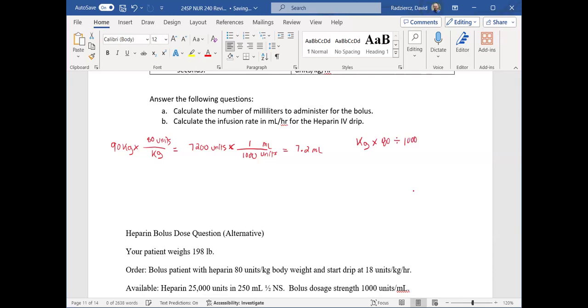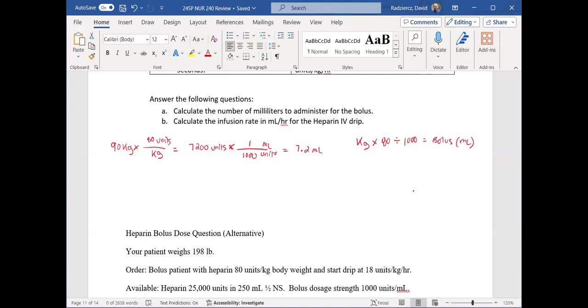That will always give me my bolus for the heparin protocol, and that would be in ml. So if the patient weighs 72 kilograms, 72 times 80 divided by 1,000. If the patient weighs 75 kilograms, 75 times 80 divided by 1,000. That would be the quick and easy way of calculating what your bolus dose is.